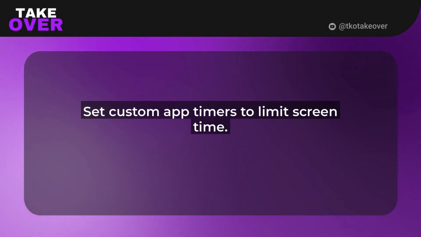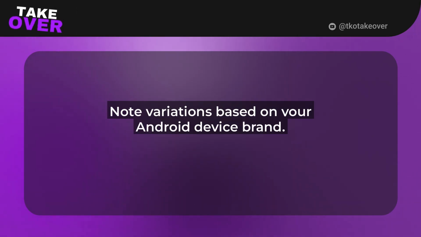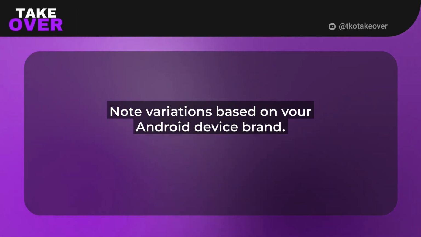Go to App Timers, or Focus Mode, within Digital Wellbeing to cap your usage on specific apps. This way, you can build better habits without constantly checking the clock. Remember, if you're using a Samsung, Google Pixel, or another brand, the exact layout might vary slightly, but the core options are the same across Android devices. And that's it, super straightforward.